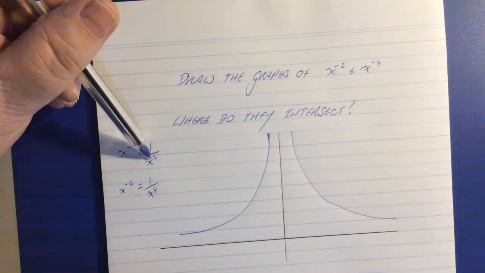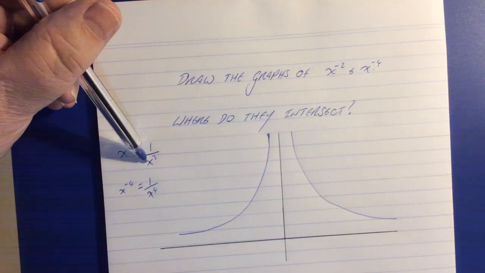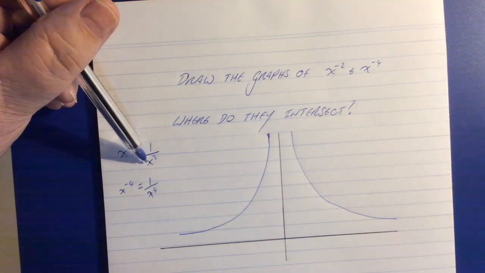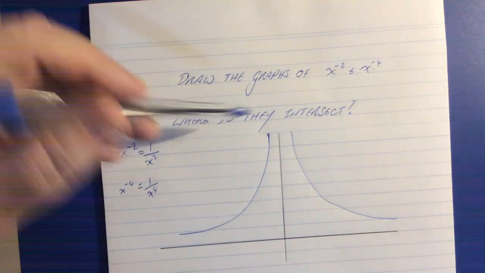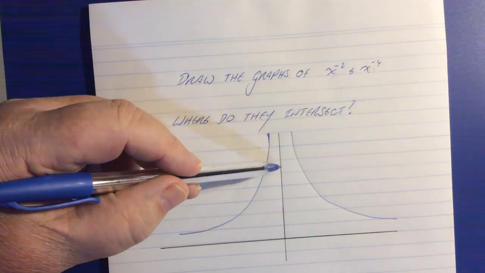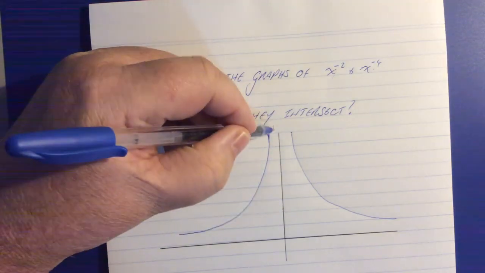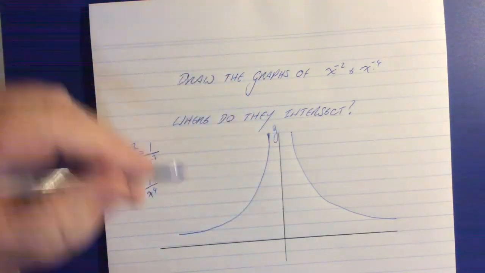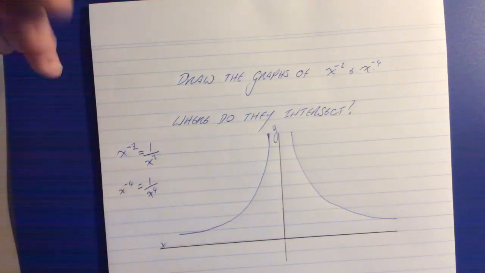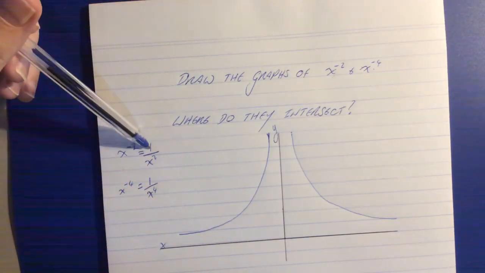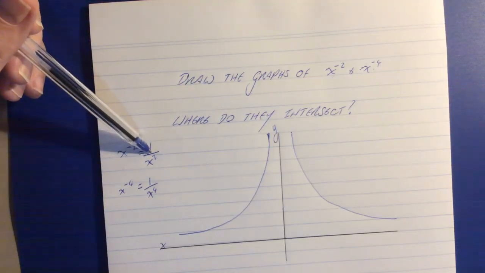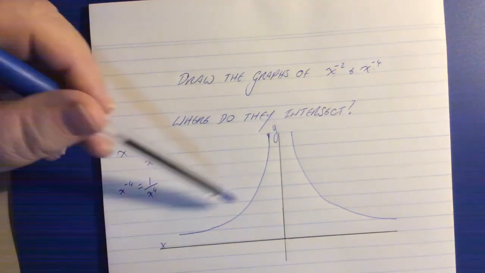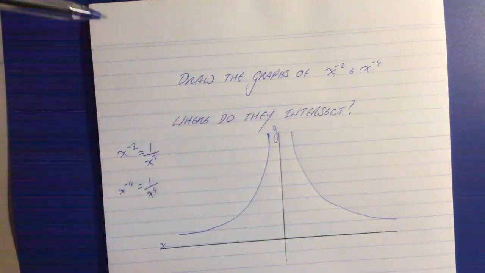If we put 0 into this, 1 over 0 squared, that's just going to give us nonsense. So x can't equal 0, so therefore the y-axis, which is this, is an asymptote. And as for the x-axis, how on earth do you make that equal 0? Just try. So both the x and y axes are asymptotes.